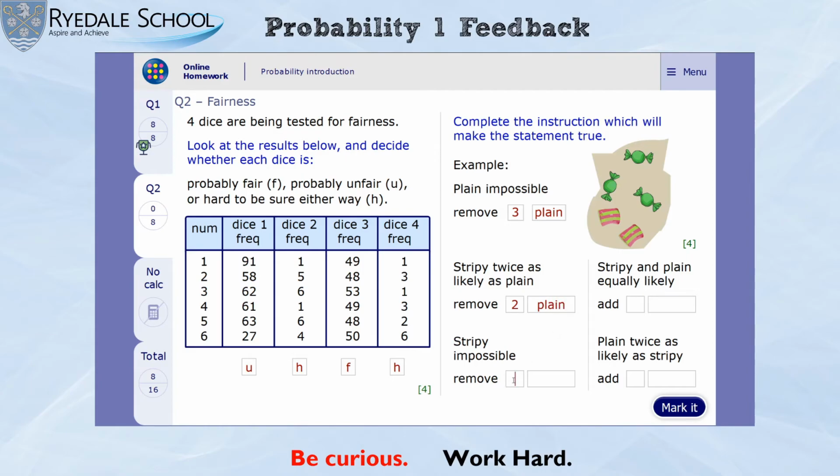For stripy to be impossible, I'd have to remove all the stripy sweets. So that is remove 2 stripy. Stripy and plain equally likely. Well, there isn't an equal number at the moment, but it's asking me to add something. So to make the stripy and plain equal, I would have to add 1 stripy, and then there would be 3 of each. And for plain twice as likely as stripy, well, there's 2 stripy, and if plain was twice as likely, I'd need 4, so I need to add 1 plain.